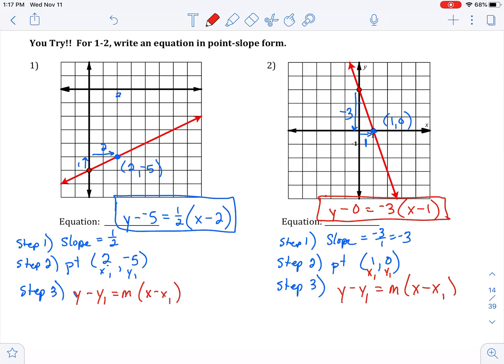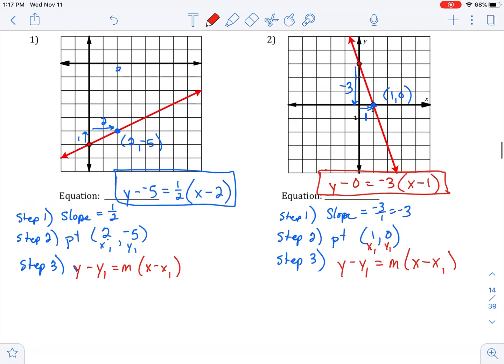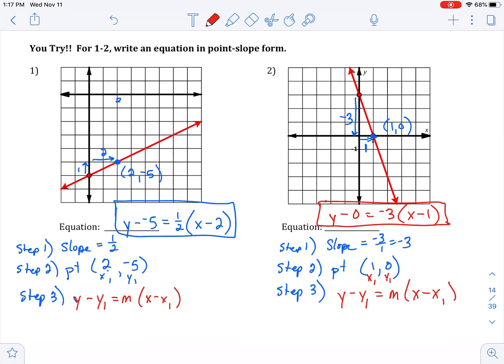And again, that there is a wrap on today's notes on point slope form and using point slope form.